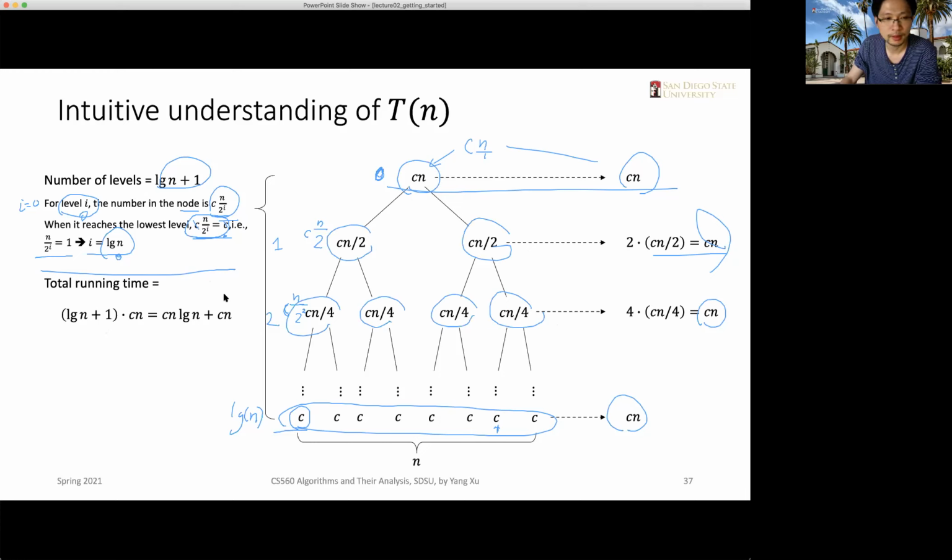Okay. All right. So we take the same principle of ignoring the lower order terms. By ignoring the linear term, we can describe the running time for merge sort to be big theta of n times logarithm of n. Okay, that is how we obtain the solution to the running time of merge sort.